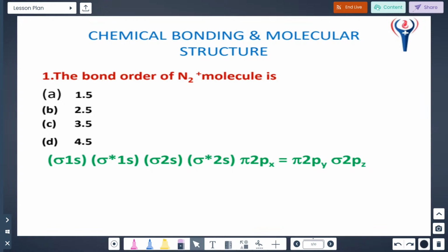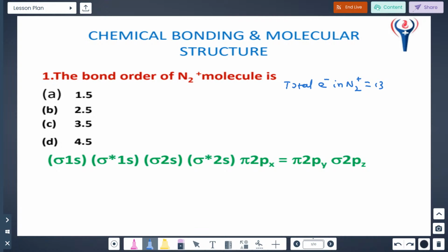The total electrons in N2 plus is what? We have 13 only, isn't it correct? N2 has 14 electrons, but N2 plus means 1 electron will be lost, so we have 13 electrons. Those 13 electrons only we have to fill up here.